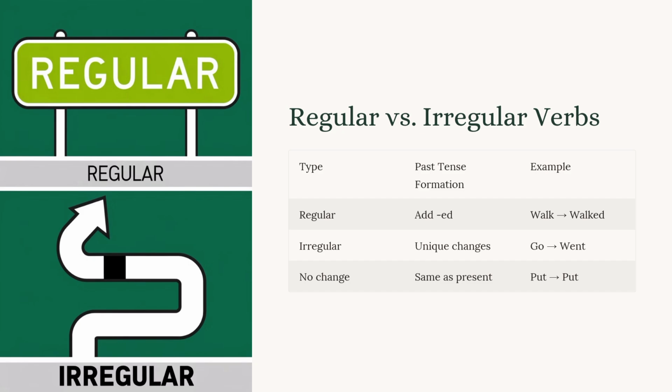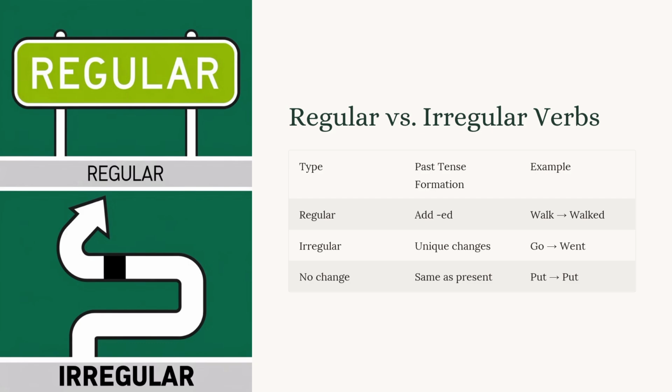A common mistake is applying regular verb rules to irregular verbs. For example, someone might say, "she goed to the store." This is incorrect because the verb go is irregular and its past tense form is went. So the correct sentence would be, "she went to the store." And here's another example. "She buyed a new car" is the incorrect way of saying it. The correct way is, "she bought a new car."